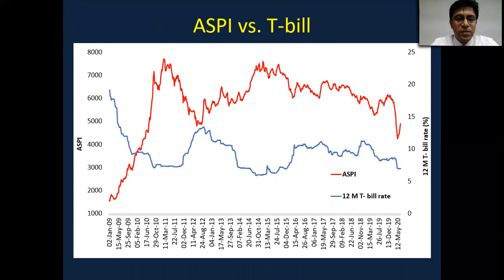This graph compares the all share price index against the T-bill rate, or in other words, the risk-free rate. The all share price index is shown with the red line, and the T-bill rate is shown with the blue line. You may notice whenever the interest rates are falling, the stock market has appreciated. And whenever the interest rates are rising, the stock markets have declined. So you can clearly understand that the interest rates and the stock markets have a negative correlation between them.